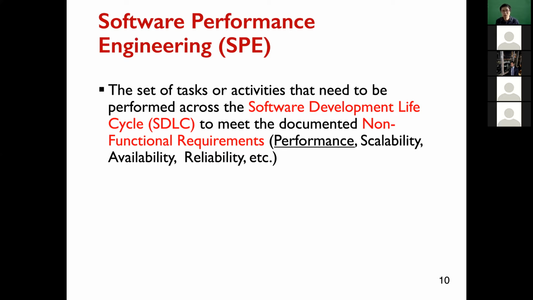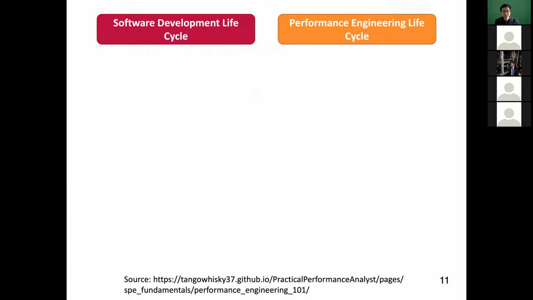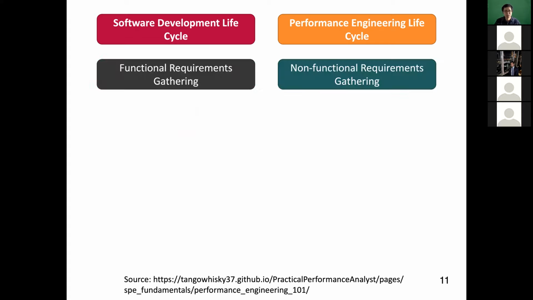So what are the components of software performance engineering? Or what are the steps in software performance engineering, right? When we talk about software performance engineering steps, we relate it to the software development lifecycle. In the software development lifecycle, the first step is functional requirements gathering. So we want to get the functional specifications. For example, this system should be able to handle this feature. That's functional requirements. And for the performance engineering lifecycle, we have non-functional requirements gathering.